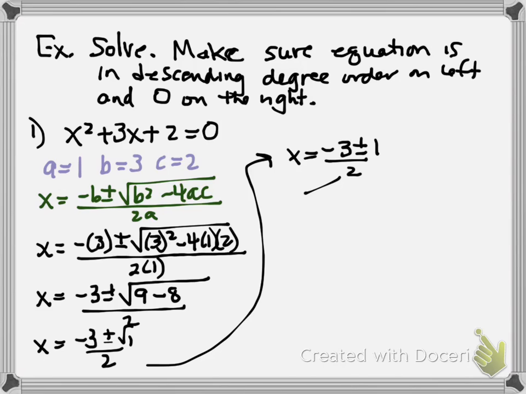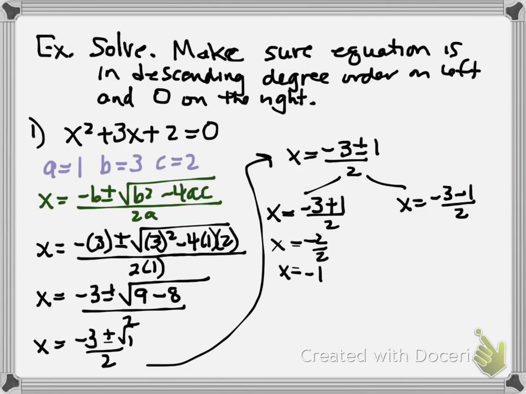So now I need to solve for both answers. So I get x is either equal to negative 3 plus 1 over 2, or x is going to be equal to negative 3 minus 1 over 2. So we get x is negative 2 over 2, or x equals negative 1. We get x is equal to negative 4 over 2, or x is equal to negative 2. So my roots, my x-intercepts, my zeros for the quadratic function are negative 1 and negative 2.